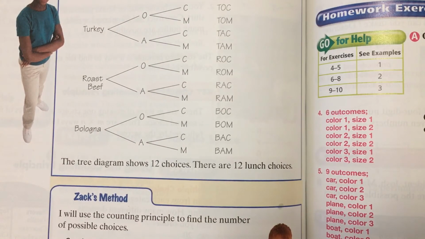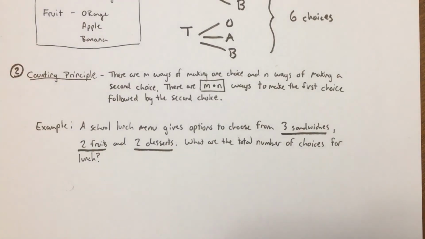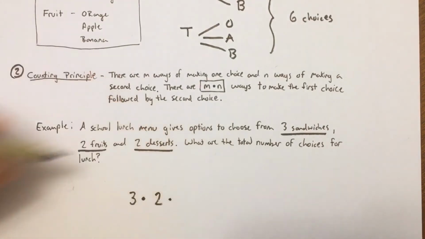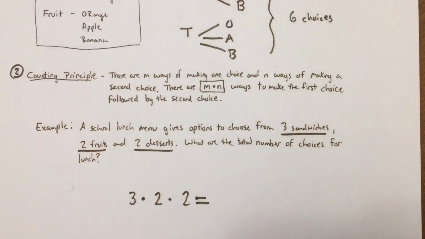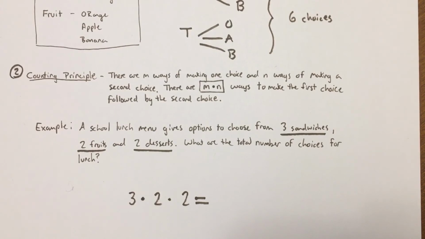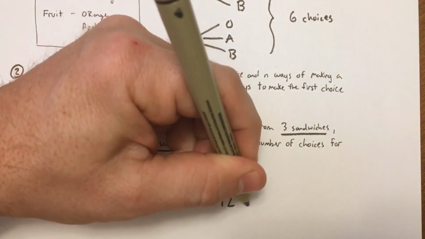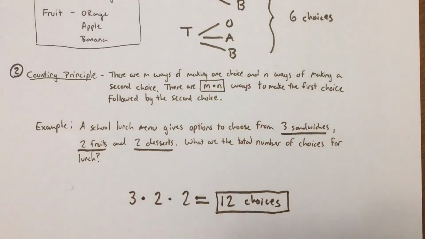Now, let me demonstrate how we can find the answer much more quickly using the counting principle. So if we go back to our example here, where the first choice had 3 sandwiches, the second choice had 2 fruits, and the third choice had 2 desserts, then we can just multiply these 3 values together to find the total number of choices. So 3 times 2 is 6. 6 times 2 is 12. So there are a total of 12 choices that a student can make for grouping together a different type of sandwich, fruit, and dessert with each other.